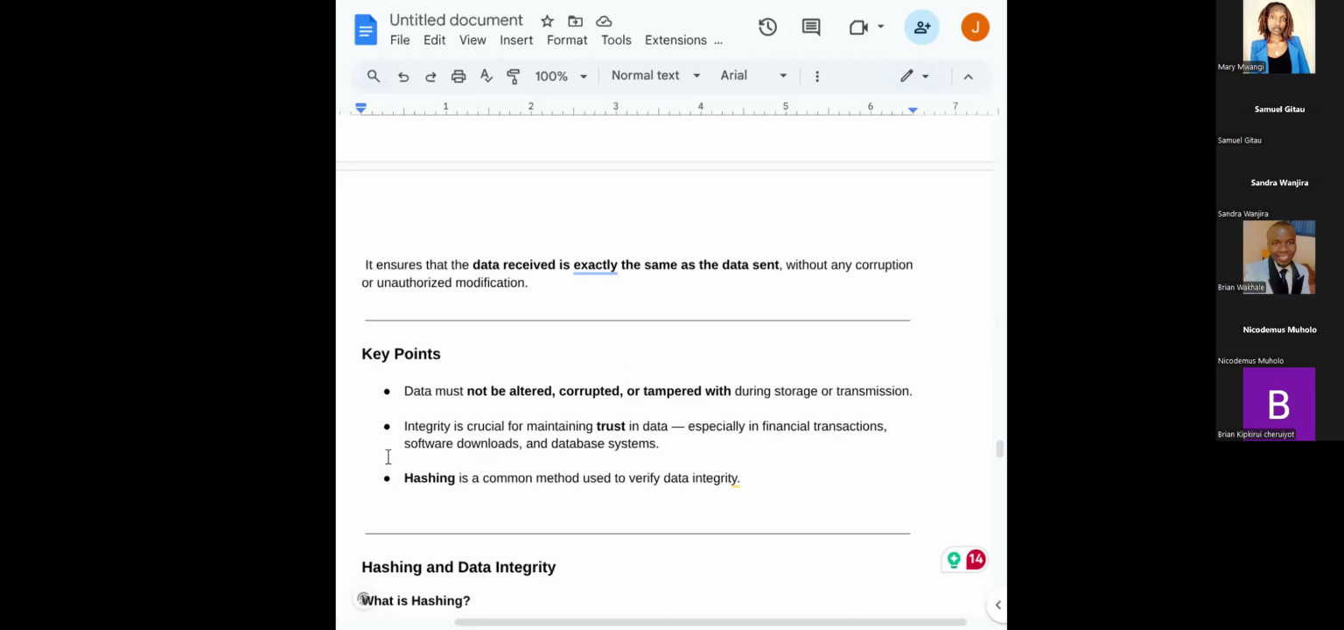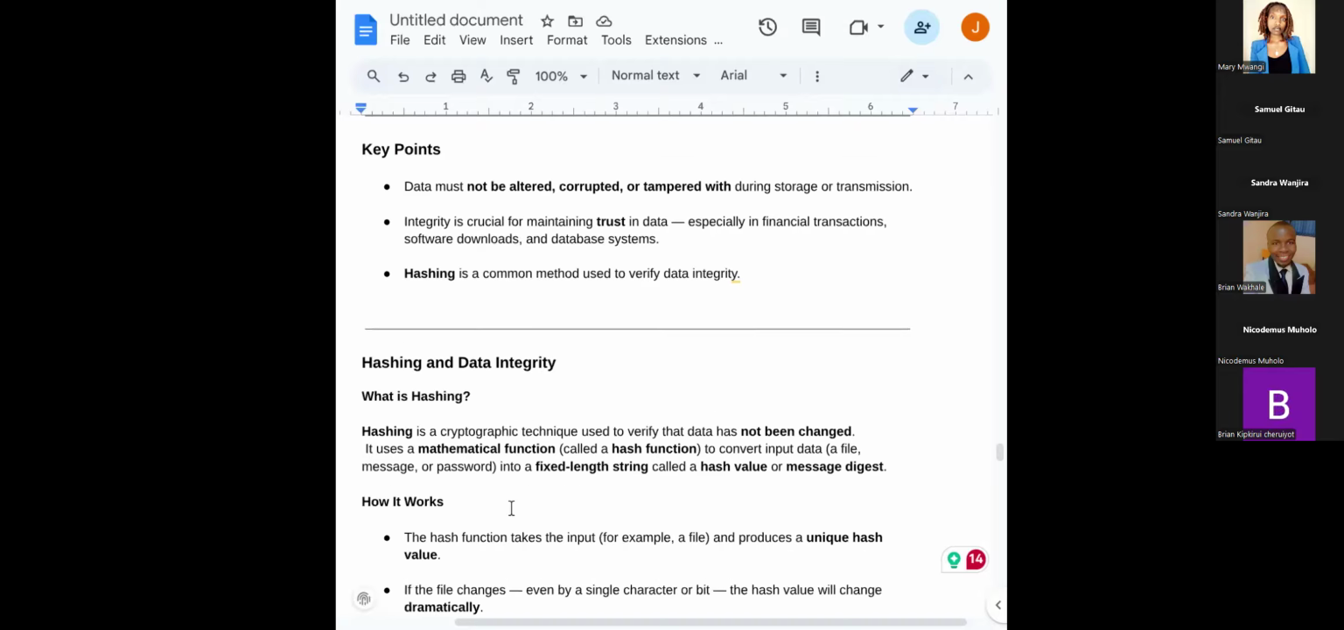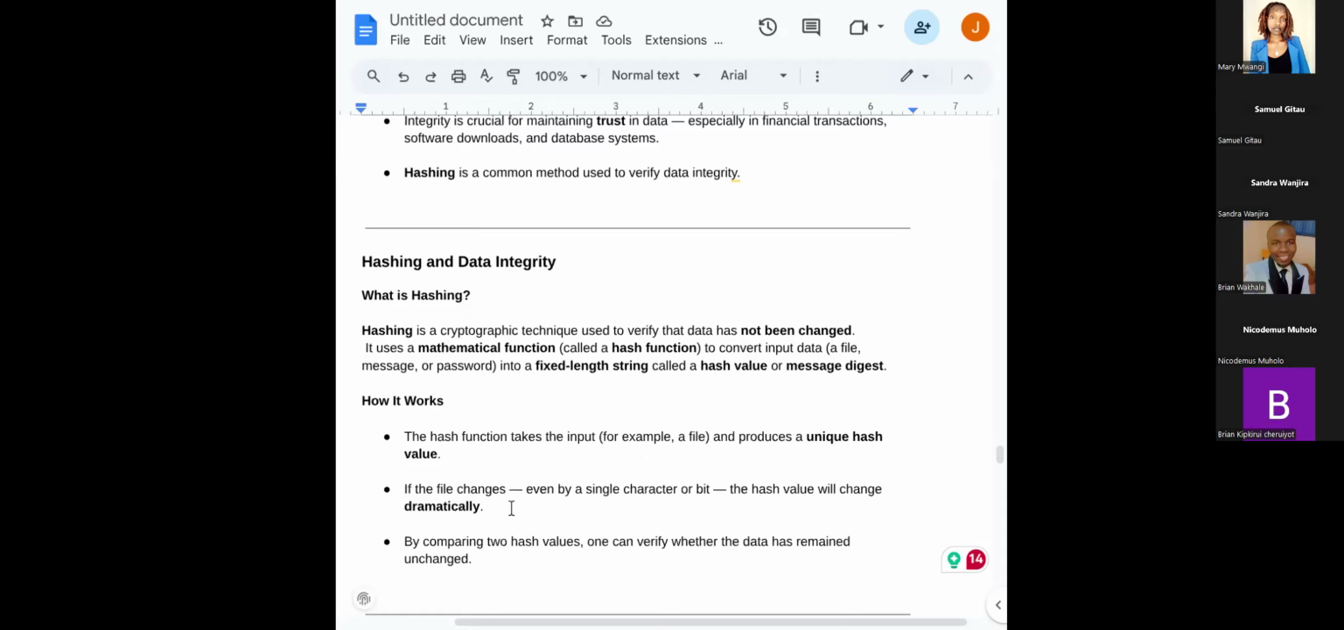All right. One of the things that we do in data integrity, we come to Gideon's question, is hashing. Let us learn about hashing.